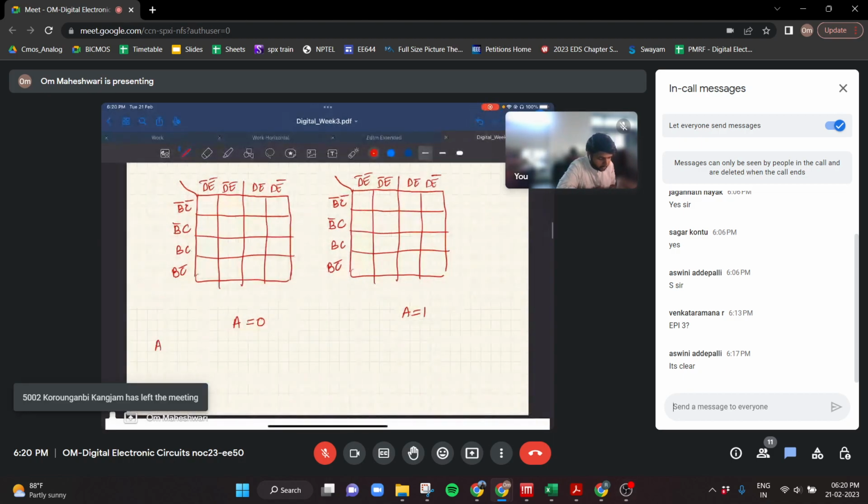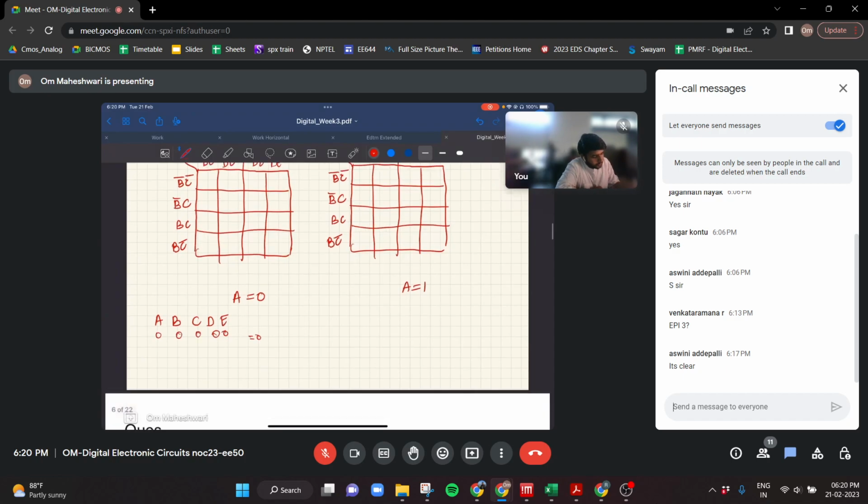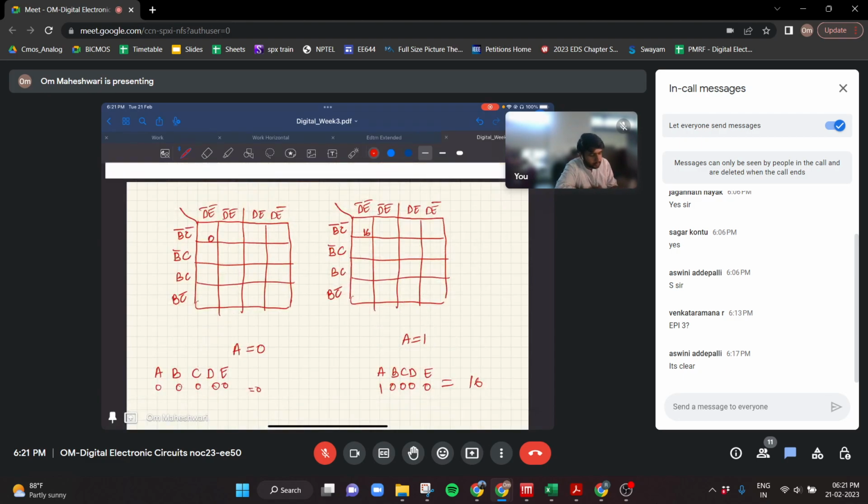So we have a number system like this: A, B, C, D, E. Right? So what would be 0? 0, 0, 0, 0, 0. And if I take A, B, C, D, E as 1, 0, 0, 0, 0, that would be what? 16. So here numbering would be 16, here it will be 0. It will be similar to the previous: 0, 1, 2, 3, 4, 5, 6, 7, 8, 9, 10, 11, 12, 13, 14, 15. Here 16, 17, 18, 19, 20, 21, 22, 23, 24, 25, 26, 27, 28, 29, 30, 31.